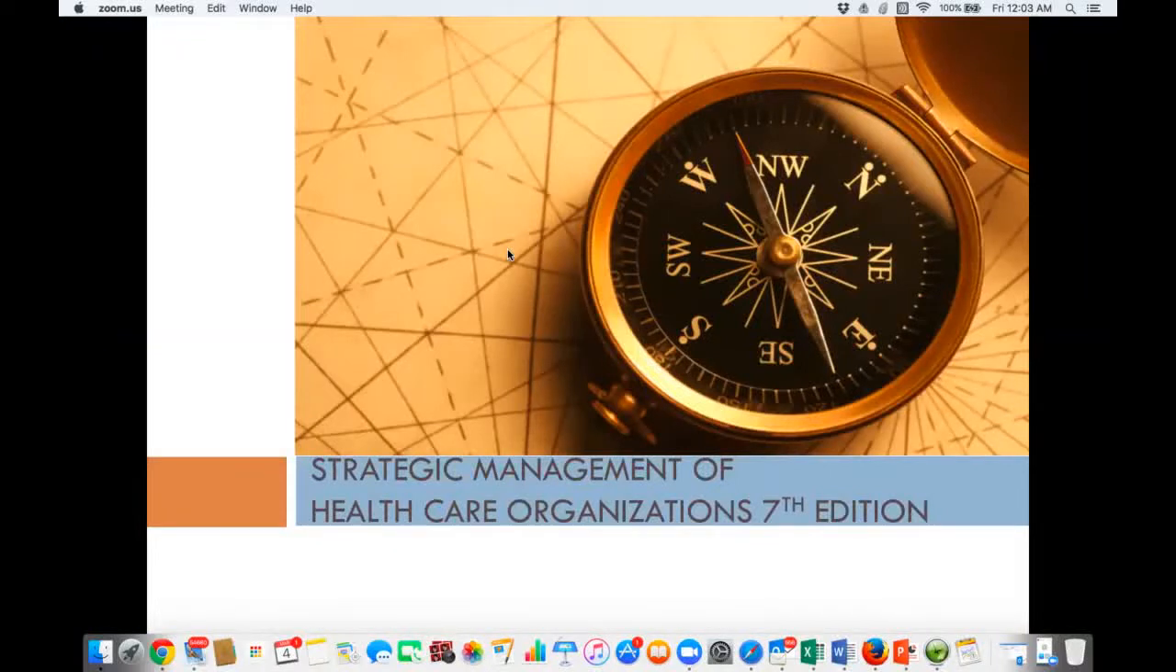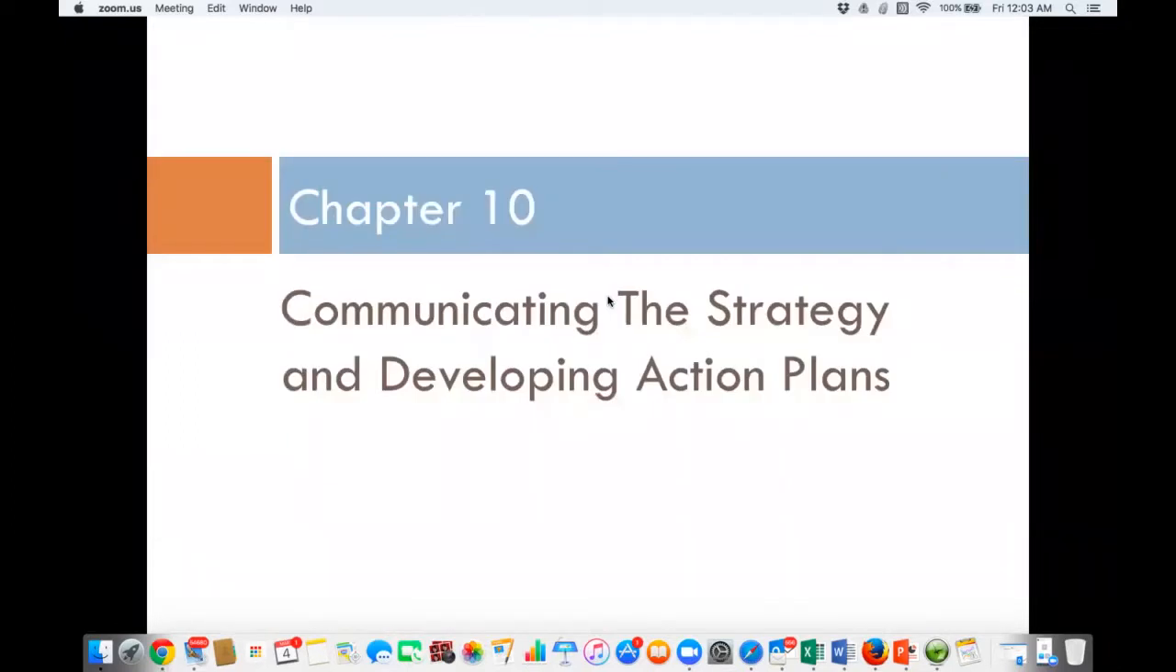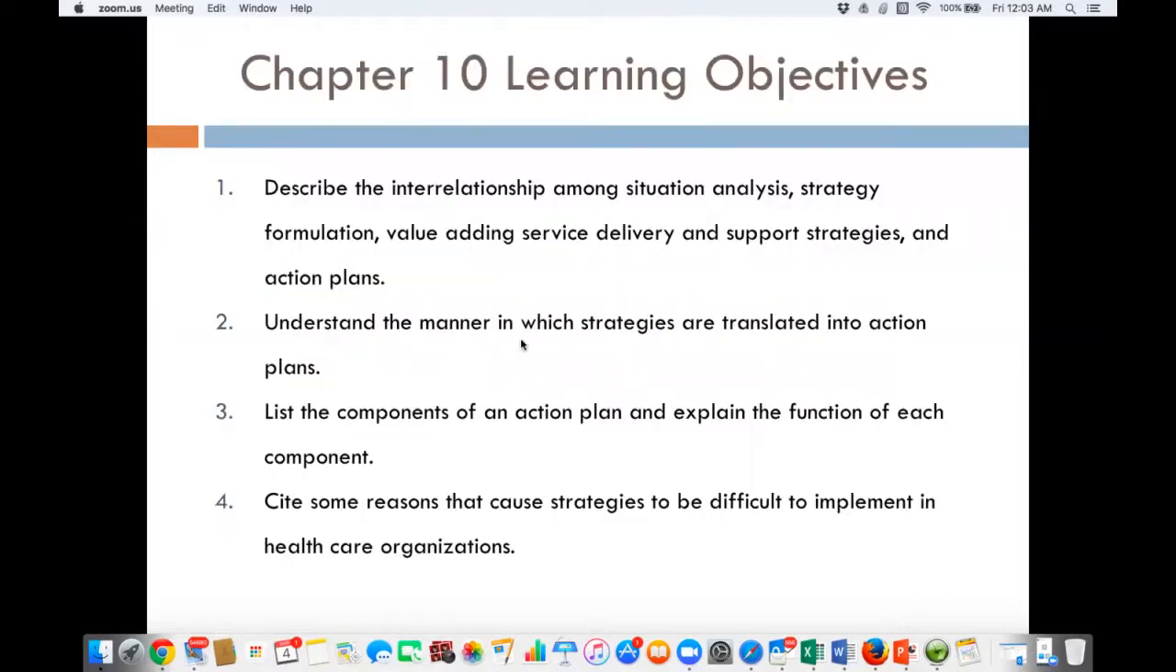I'll be covering the last chapter for the module, which will be chapter 10. So we'll be talking about communicating the strategy and developing action plans for strategic management. I will cover a few objectives. The first one is describing the interrelationship among situational analysis, strategy formulation, value-adding service delivery, as well as support strategies and action.